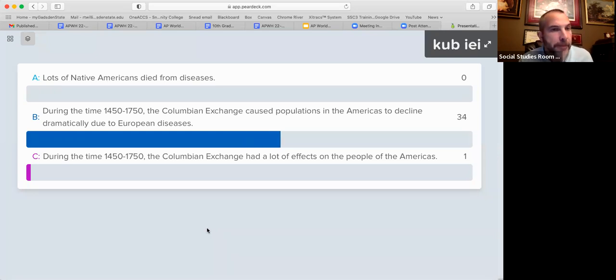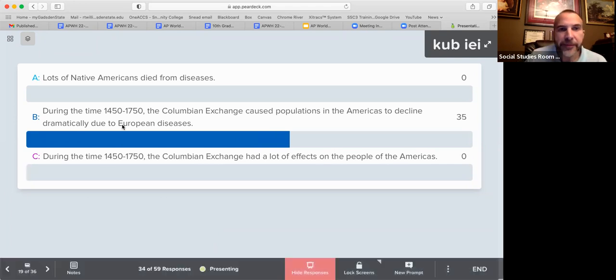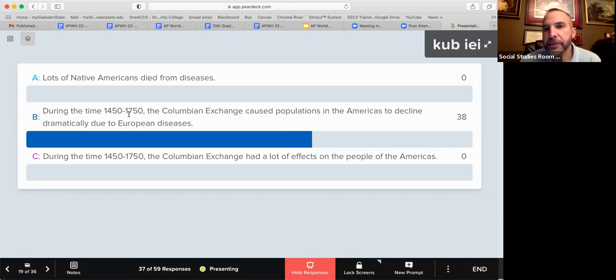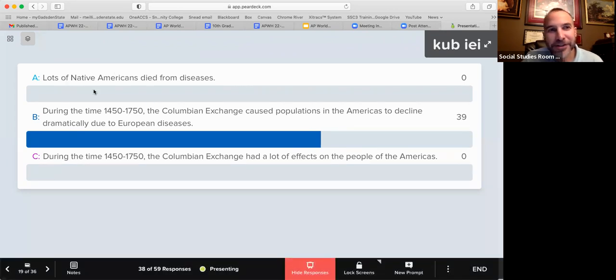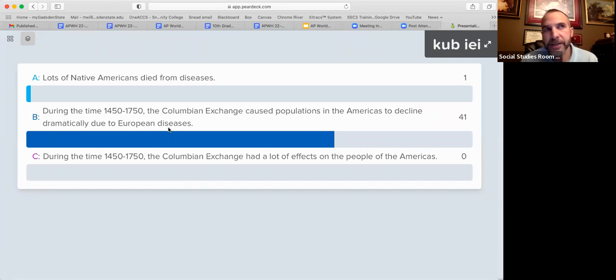Good job. B is going to be your best answer here: "During the time 1450 to 1750, the Columbian Exchange caused population in the Americas to decline dramatically due to European diseases." Clearly, A just doesn't have enough there. I mean, you could answer that when you were in elementary school. And C is, again, a lot of effects on the people, but once again not as much as we see in B. B really reminds us that from this contact, we get not just diseases, but also this decline in population. I think most of you could write that down on an essay response. I think you guys can do that.